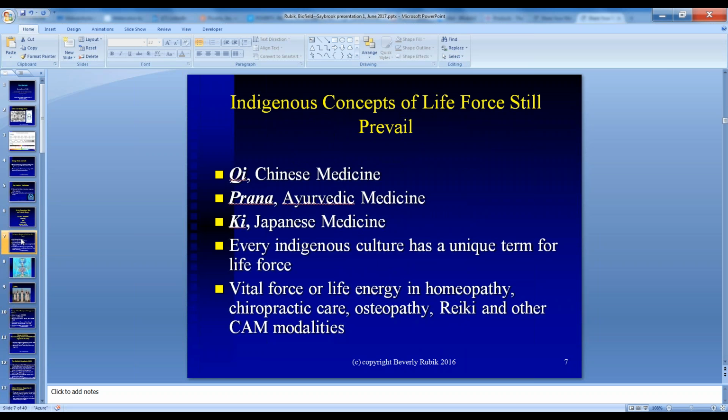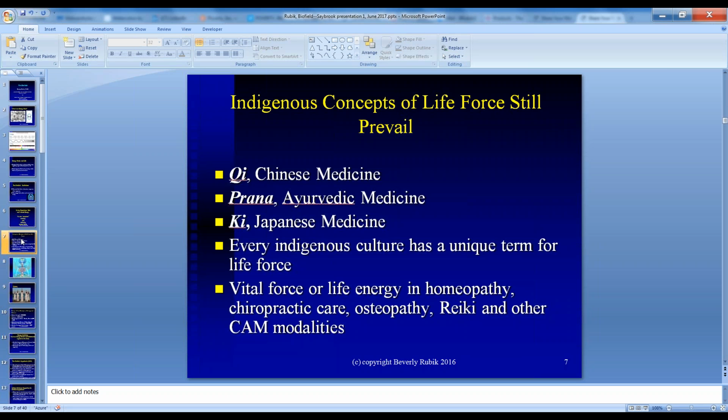So we have a lot of concepts from indigenous health systems from around the world. I already mentioned these, but Qi, sometimes spelled QI, from Chinese medicine, prana from ancient India, from Ayurvedic medicine, Ki from Japan, really means the same thing as Qi. So from the various Oriental medicines, these were terms still used today in those fields of medicine. And if we look back culturally, every indigenous culture had a unique term for the life force. All of our Native Americans, for example, had a term for it. I've spoken to some of the tribes. It's been a deep part of human culture.